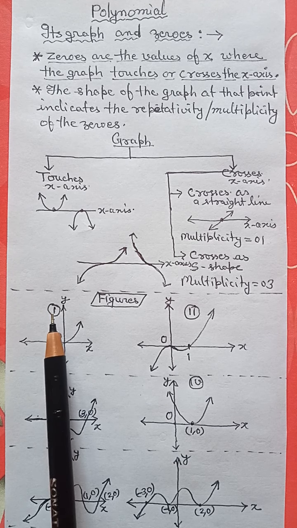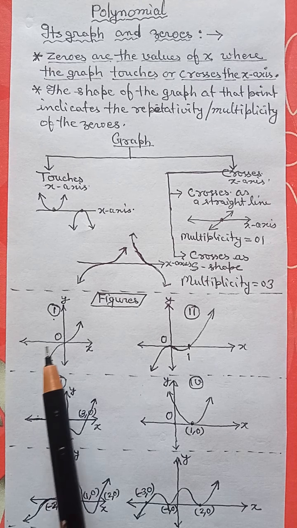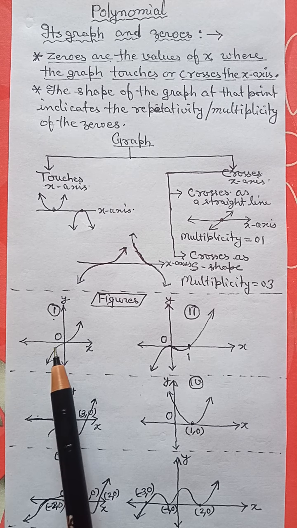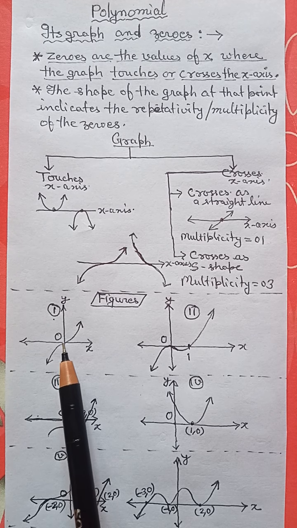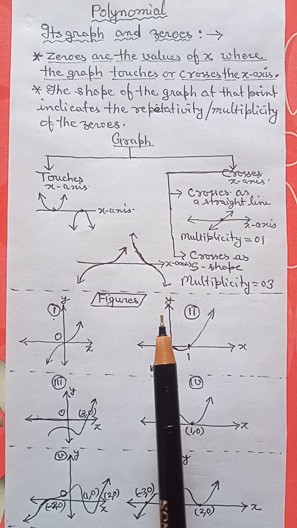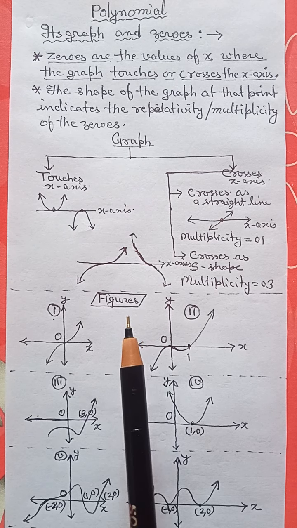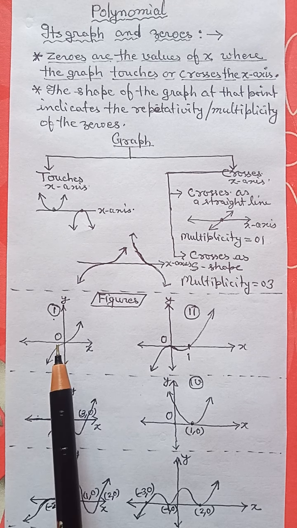Now the example figure number 1 is this. Here it is x equal to 0 where the graph crosses the x-axis, and the graph crosses the x-axis by making an S shape, and therefore x equal to 0 is a zero with a multiplicity of 3. That means here the zero is 0 and its multiplicity is 3.